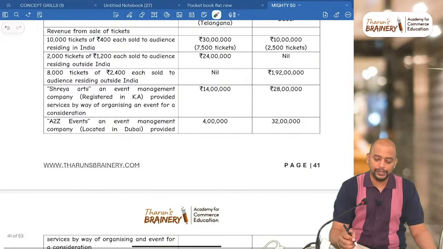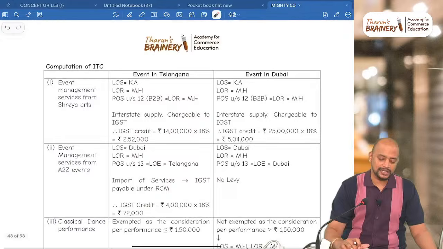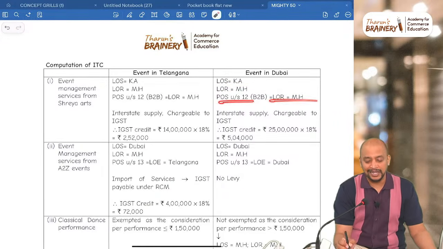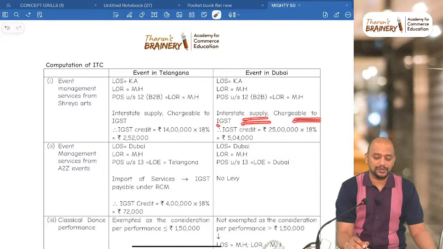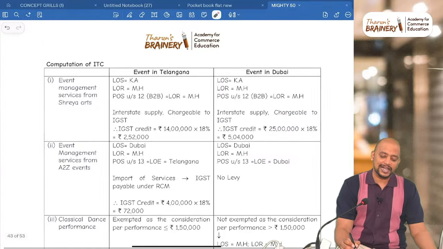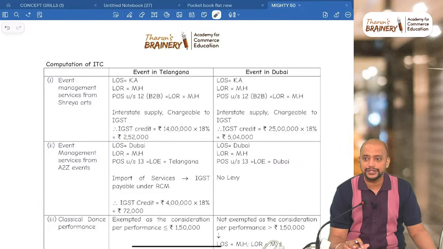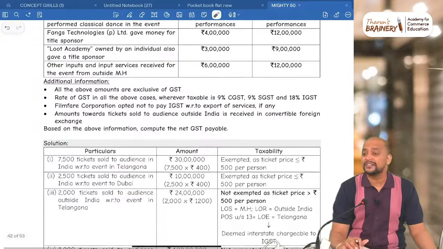And one more amount also, 28 lakhs for event in Dubai. So see this. So again supplier Karnataka, recipient Maharashtra, place of supply, B2B, location of recipient Maharashtra, interstate supply chargeable to IGST, and IGST credit they can take 5,04,000, 2,52,000. Understood? That we are keeping under second statement because it is our inward supply.